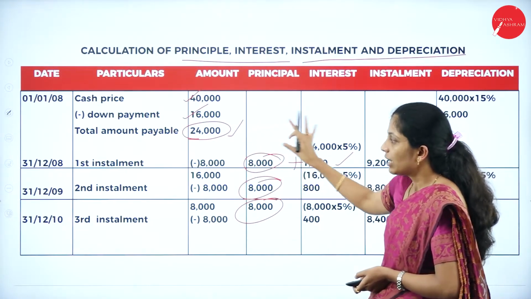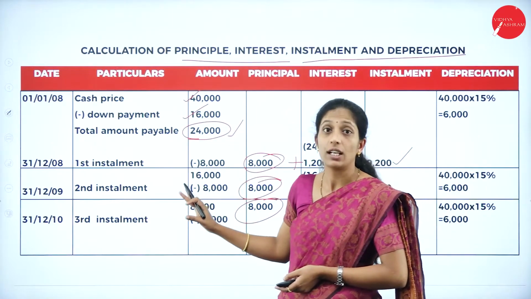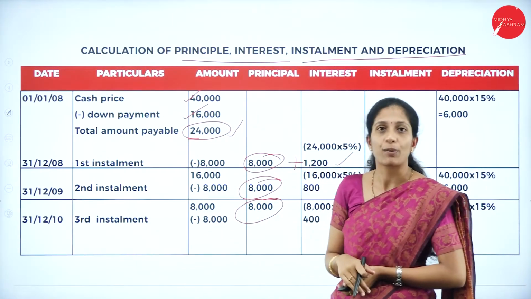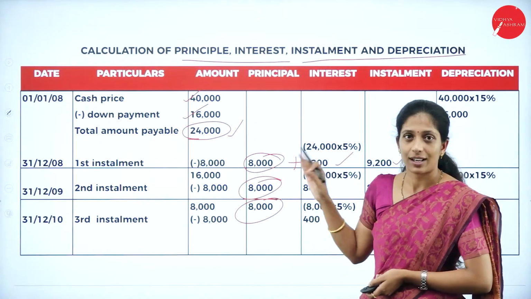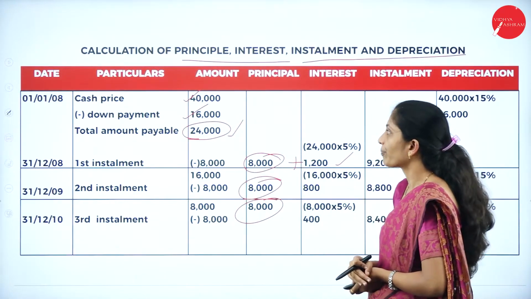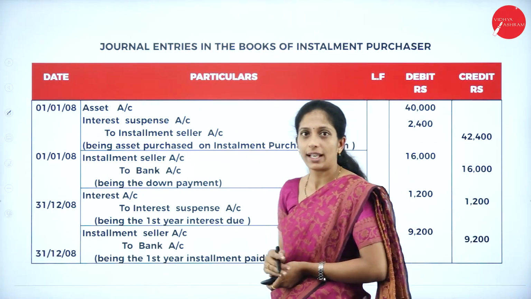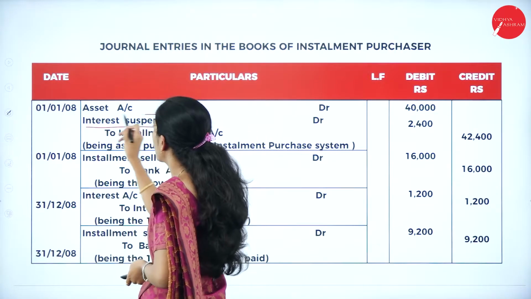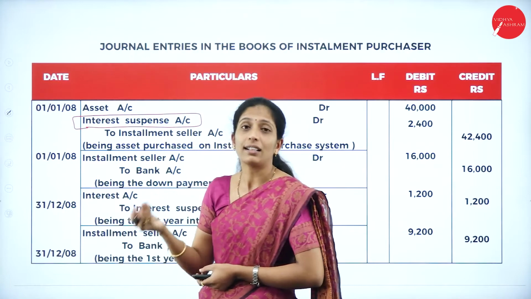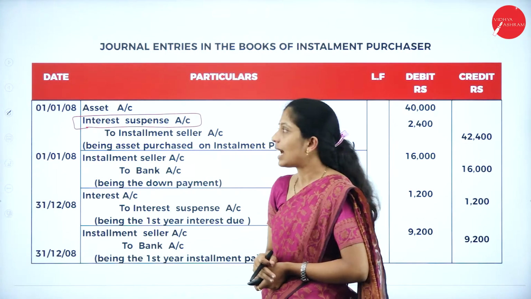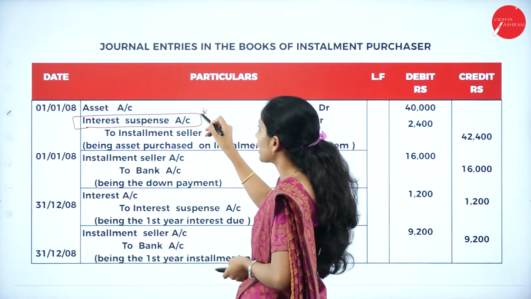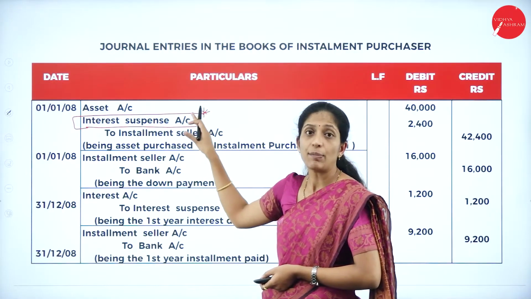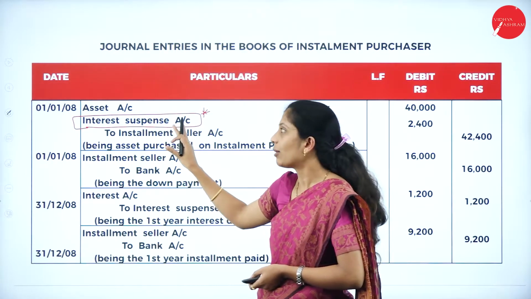In the same way, you have to go through the calculation. So we had already solved many problems on this type, or in this installment system. Next, we shall go through the journal entries. So in journal entry, this is an extra account to be prepared in installment system other than hire purchase system. In hire purchase system, we don't have this account, whereas in installment system, we have to prepare this account.